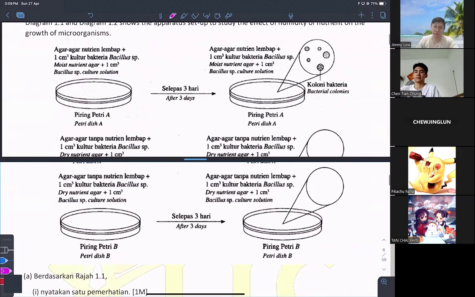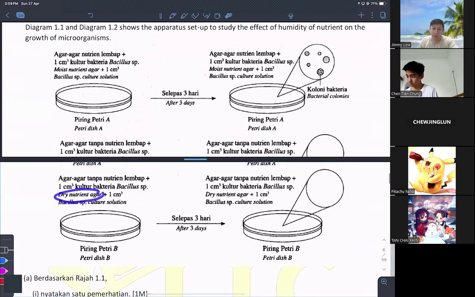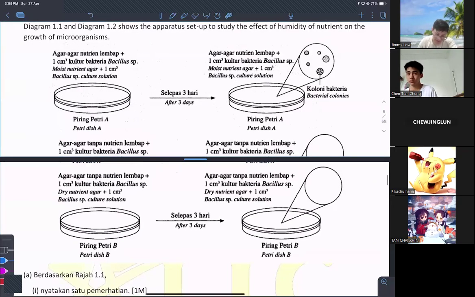So you can see one petri dish A, one petri dish B, one comes with moist, one comes with dry. The manipulated variable here is kelembapan, you want to say moisture can, you want to say humidity also can, up to you. Because the question says: study the effect of humidity. I double checked already. Humidity or moisture is my MV, the humidity of the nutrient, on the growth of microorganisms.